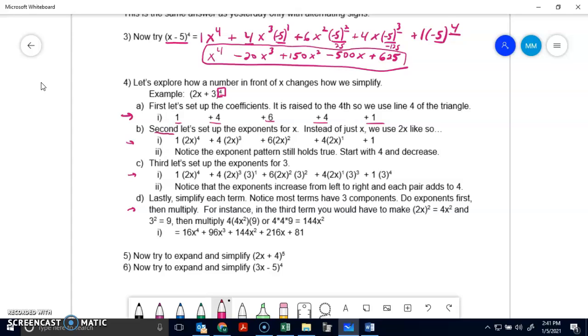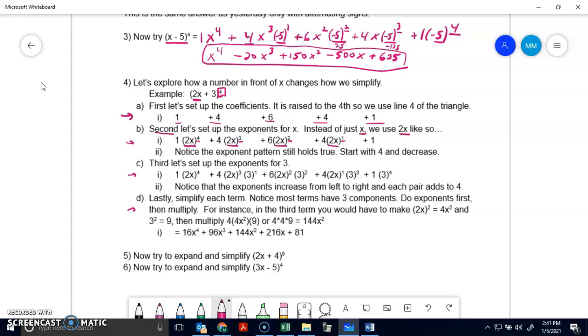Second, we're going to set up the exponents for x. But it's not just an x here, it's a 2x. So parentheses are very important on this one. I'm going to take 2x in parentheses and raise it to the fourth. Then 2x to the third. I'm still decreasing my exponents by 1. The pattern is still the same, but instead of x, it's 2x.